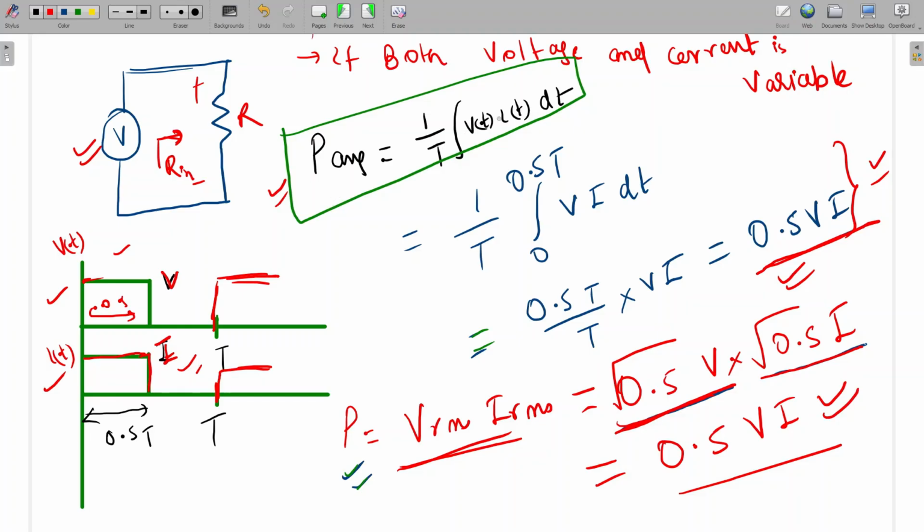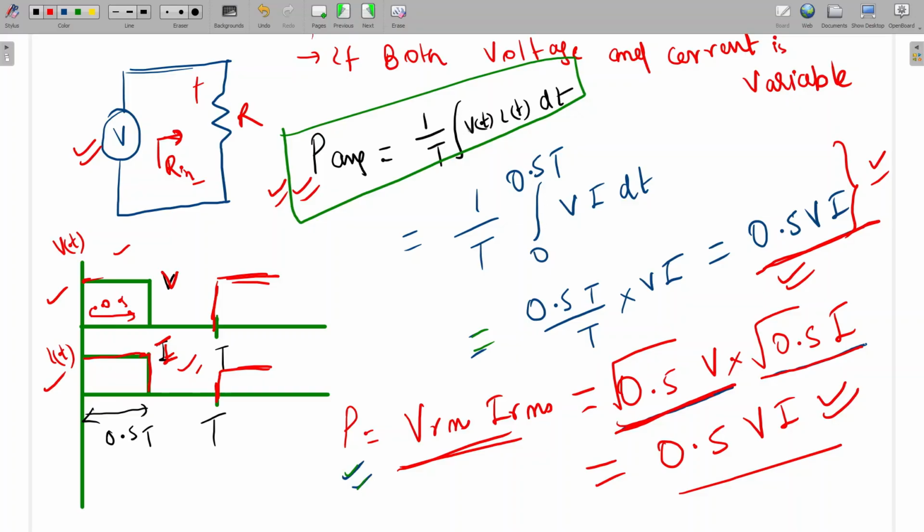See, there will be two signals, voltage and current. What will be the instantaneous power? Instantaneous power will be v(t) into i(t). What is the average value of any signal? 1 by T into the integral of f(t) dt. So these two instantaneous values we are multiplying, and this will be the average power formula for any signal. So this only I am taking.